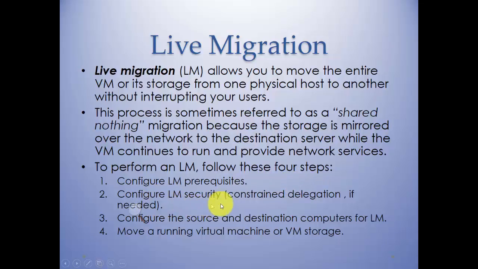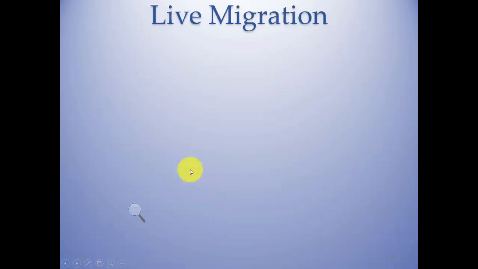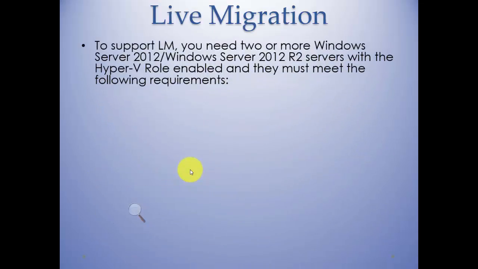Configure LM security constrained delegation if needed. So this is for Kerberos, and very important to know. Configure the source and destination computers for LM. Yes, the physical Hyper-V servers, we need to configure those, and move a running virtual machine or VM storage. So the 4 major steps are these, and then the rest of the steps.